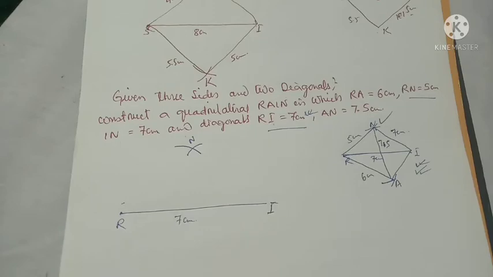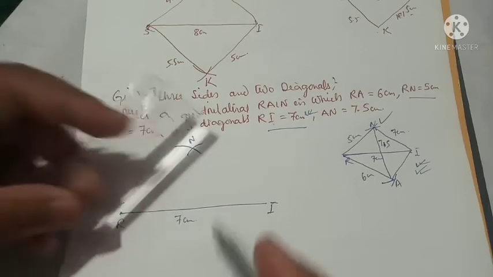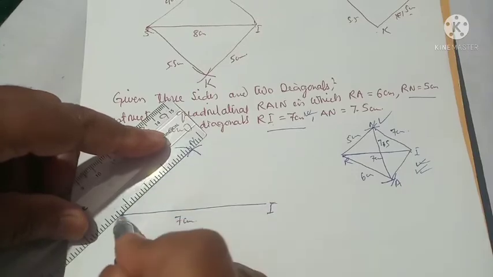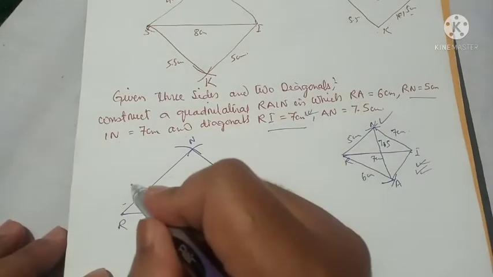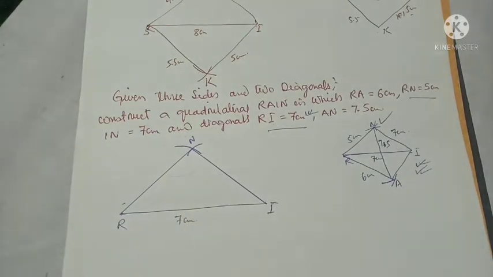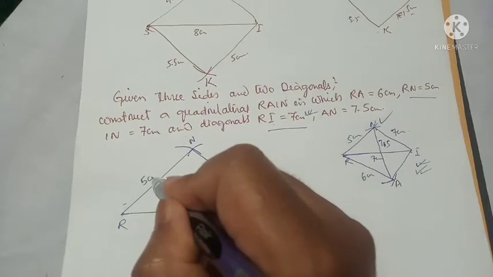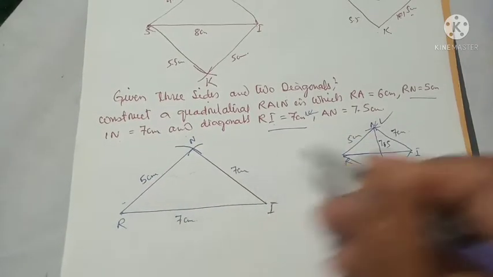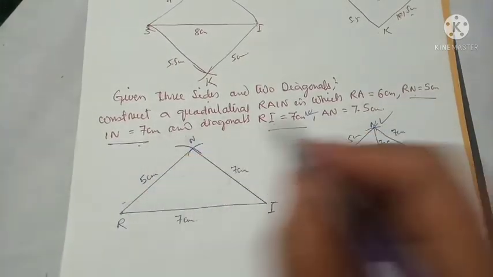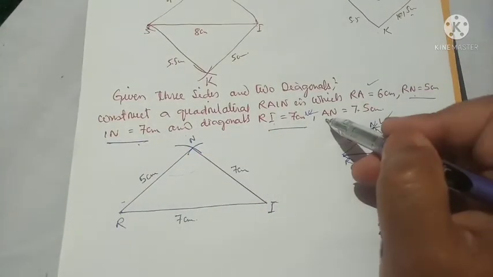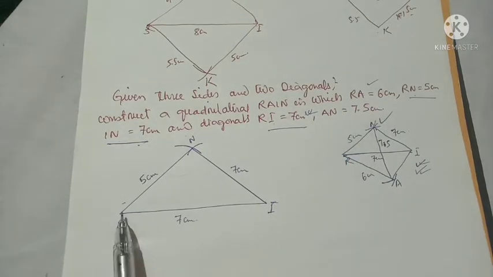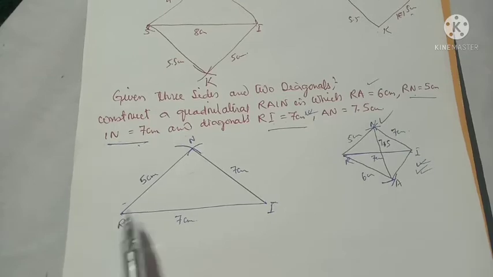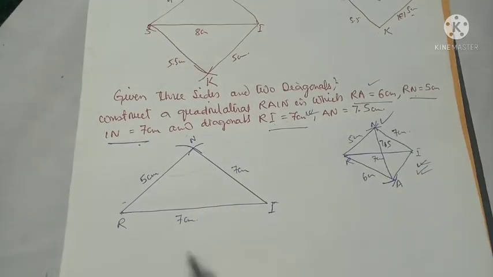Okay, now we can join RN and the RI. So we can join here these two. We have joined these two. Okay, RN is equal to 5 centimeter and RI is 7 centimeter. We have drawn these 1, 2, 3. Now remaining is RA and the diagonal AN. Now see again, taking R as center, again with the radius of 6 centimeter, we draw an arc below the RI. We have drawn here one arc.